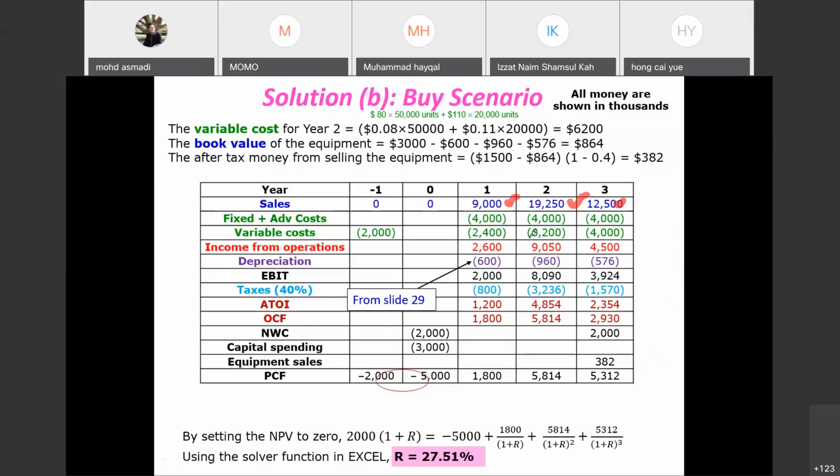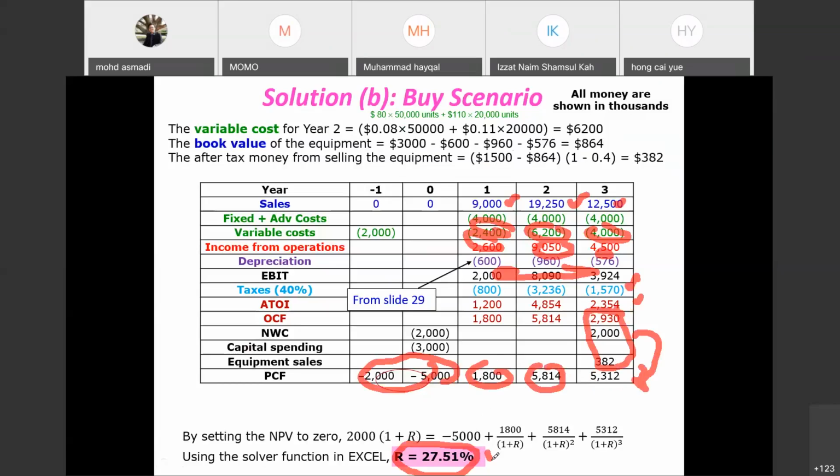Similarly, the only difference is this one. What else is different? This one and this one are the same, and this one is going to be different. EBIT is different, and this one is different. So we can get this one. So just add on. This one is still 7,000, 1,800, 8,500, 14. And then we calculate the IRR. We can get 27.551.